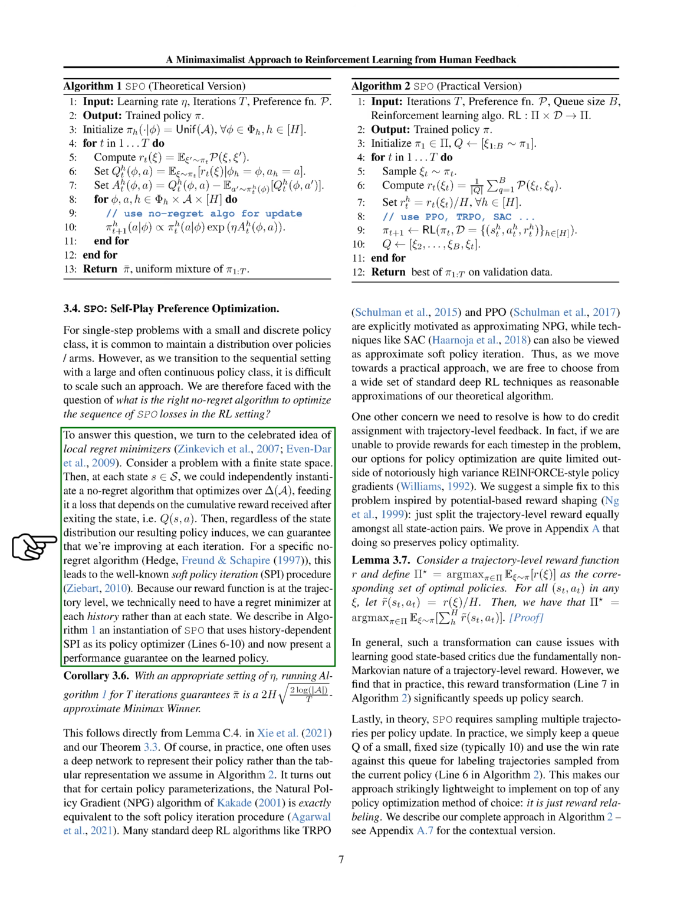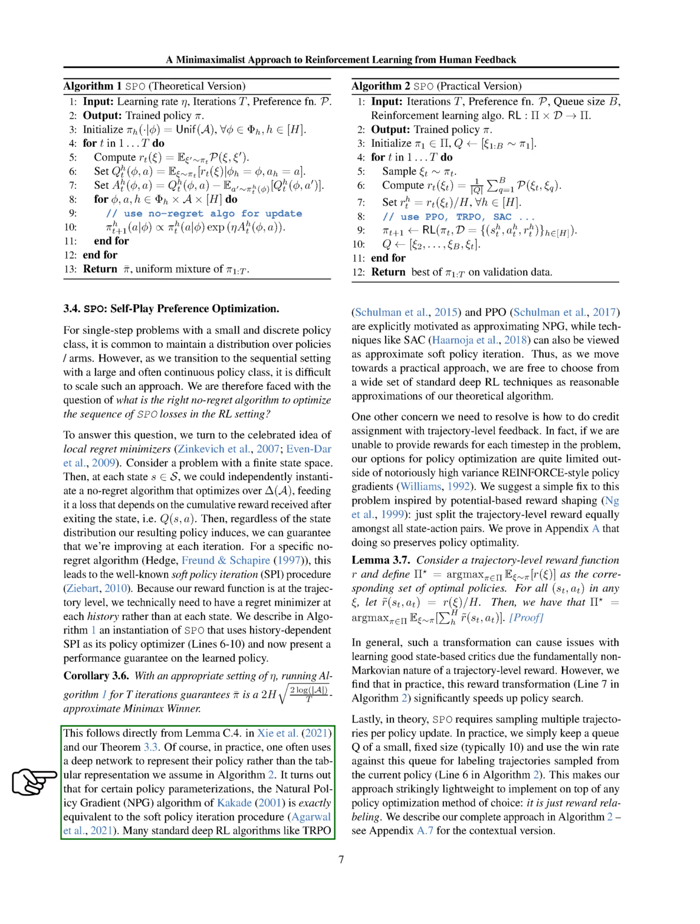We also need to consider that our reward function is at the trajectory level, meaning we need to have a regret minimizer at each history rather than at each state. We've developed an SPO that uses history-dependent soft policy iteration as its policy optimizer. We've also found that with the right settings, running this algorithm for a certain number of iterations guarantees a certain level of approximation to the minimax winner, a concept that comes directly from our theorem.